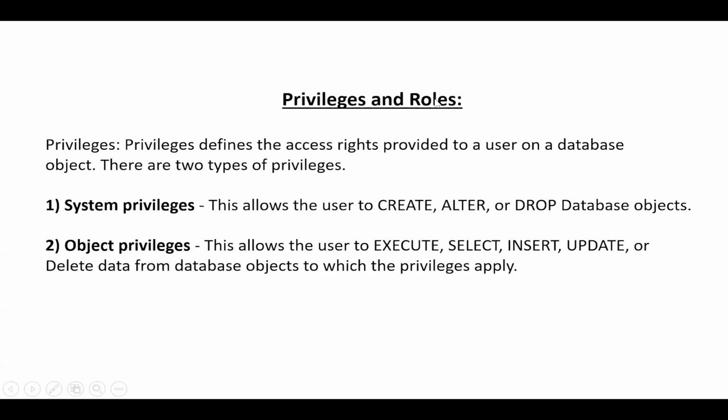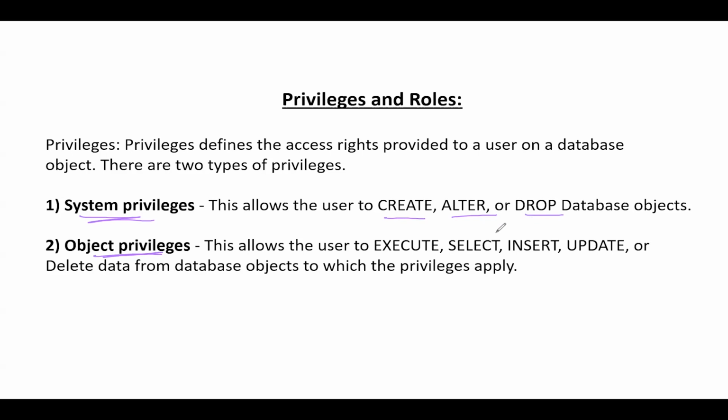Okay, so next we will see what are privileges and roles. Privileges define the access rights provided to a user on a database object. There are two kinds of privileges: system privileges and object privileges. So what are system privileges? When I say system privilege, you will be able to alter the entire structure. Which are those? Create, alter, and drop database objects. Here you are able to create a new table, you are able to alter the table, maybe you want to remove certain columns, you want to delete certain attributes. And drop, deleting a table entirely.